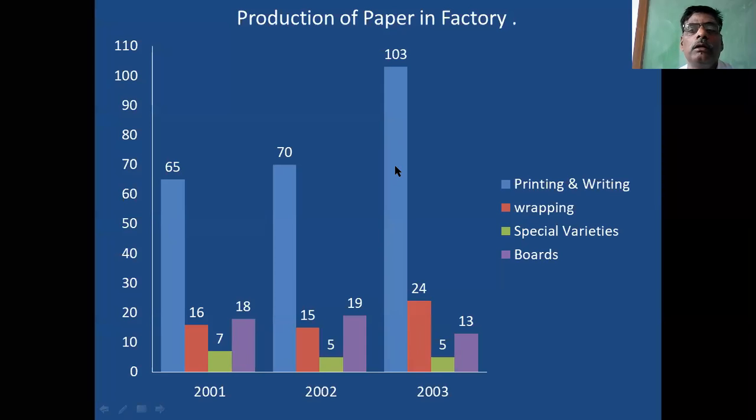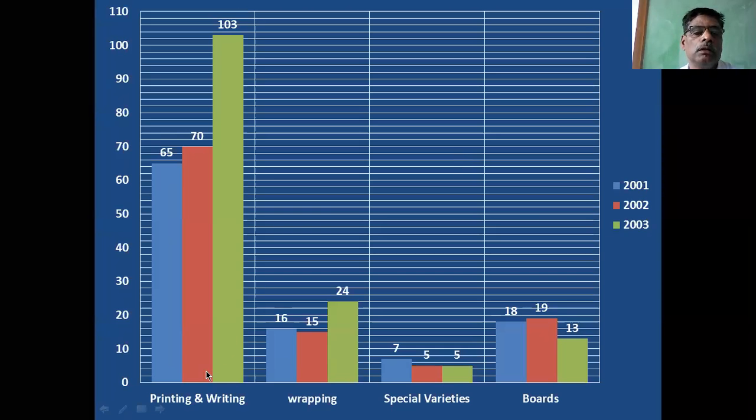Or you may compare the statistical data based on line wise. You see this, this is the line wise. Printing and writing paper production 2001, 2002, 2003. What is the position of printing and writing paper, wrapping paper position in 3 years, special papers, special variety in 3 years, then the boards in 3 years position. You can express like this: vertical, horizontal. This is called a multiple bar diagram.